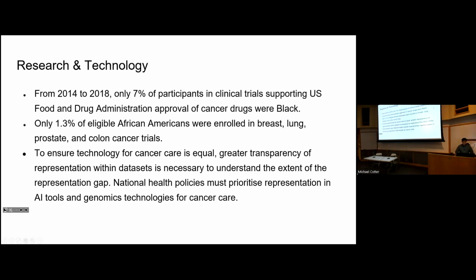And just moving on more into the research and technology that we've seen in cancer research, only 7% of participants in clinical trials supported by the US FDA for approval of cancer drugs were Black, a very small percentage, from 2014 to 2018. Additionally, only 1.3% of eligible African Americans were enrolled in breast, lung, prostate, and colon cancer trials. And so how could we apply these medications that are supposed to help in terms of cancer treatment to the actual proportion of people in the US?